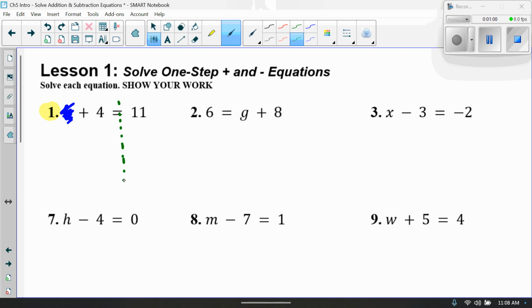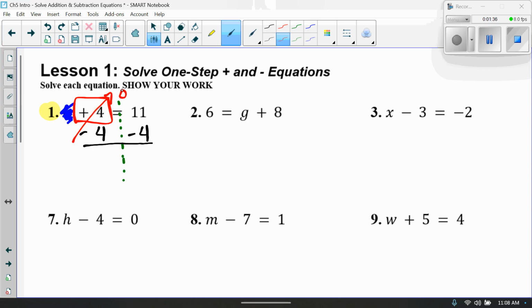So if I want that blue dot by itself, what do I need to get rid of? The 4. What kind of 4 is that? That is a positive 4, right? So what's the inverse of positive 4? Negative 4. So we're going to subtract 4 on both sides. We're going to subtract 4 here, and we're going to subtract 4 there. Is everybody with me? Now, this is a number plus its opposite. So what is this equal to? That's 0. That's a number plus its opposite, right?